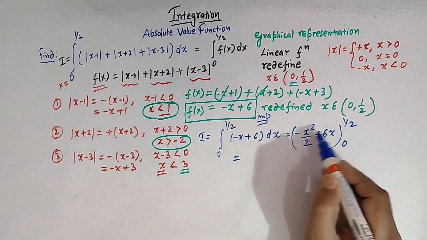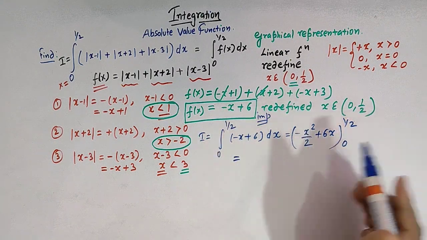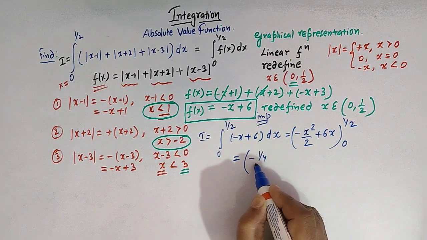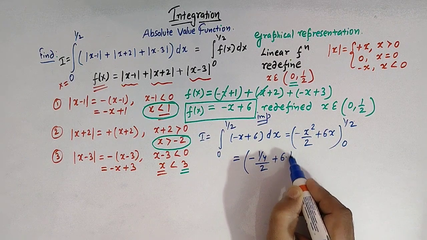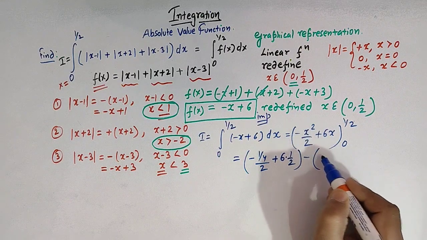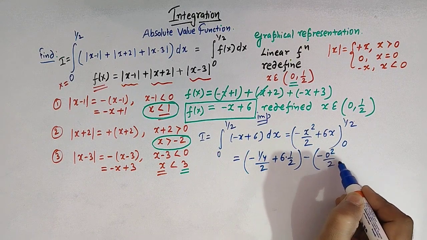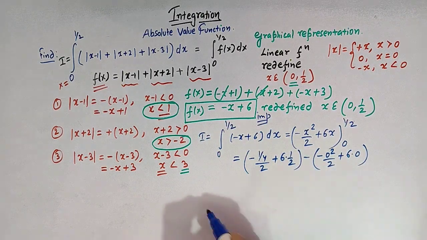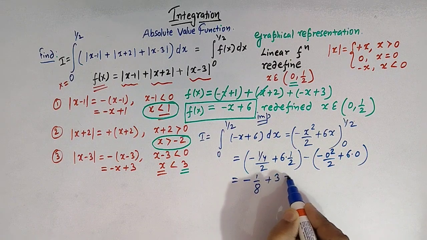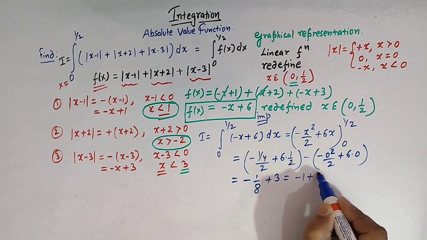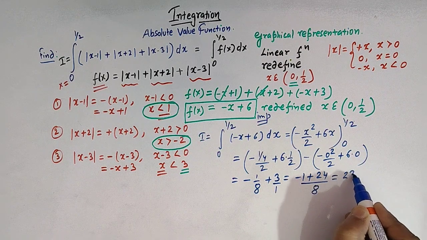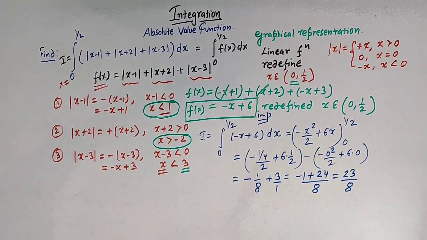So now we can simply substitute the limits and we'll take the difference. So the first one is half square, so here we have 1 by 4, and here we have 6 times half, and then when we take 0 here, this term becomes 0 square over 2, and this is 6 times 0, right? So this is negative of 1 over 8, and this is 3. So this is minus 1 plus 24, and here we have 8. So this is 23 over 8, right?